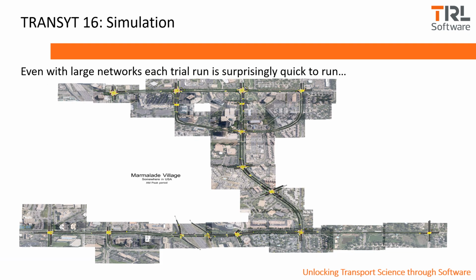And of course, even with larger networks, each trial run is surprisingly quick to run. So even for a particularly large network, this is quite a decent sized one here, so that's why I'm showing it. It's anonymized, so someone might recognize where it is, but it is in the United States. But for commercial reasons, I'll keep that quiet where it is.